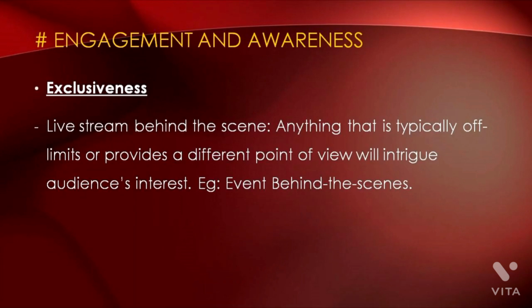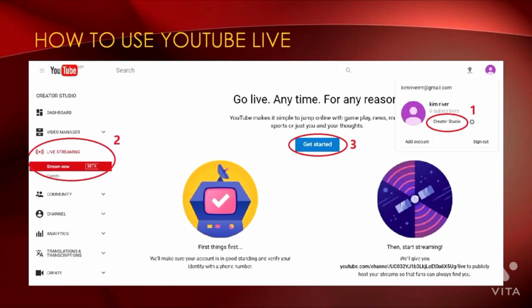Now, I'll be showing you how to use YouTube Live step by step. To broadcast live videos on YouTube, you must first find your YouTube Live dashboard. When you sign into your YouTube account, click on the profile icon at the top right and click on the Creator Studio button. Next, click on Live Streaming on the left sidebar menu. Then click on the Get Started button.